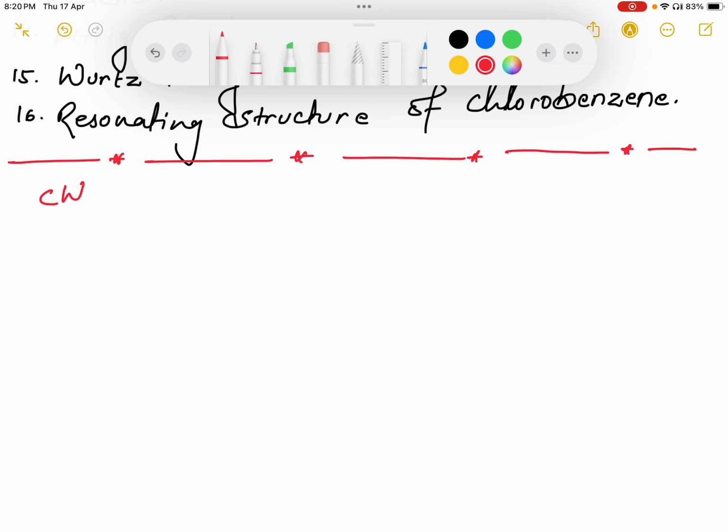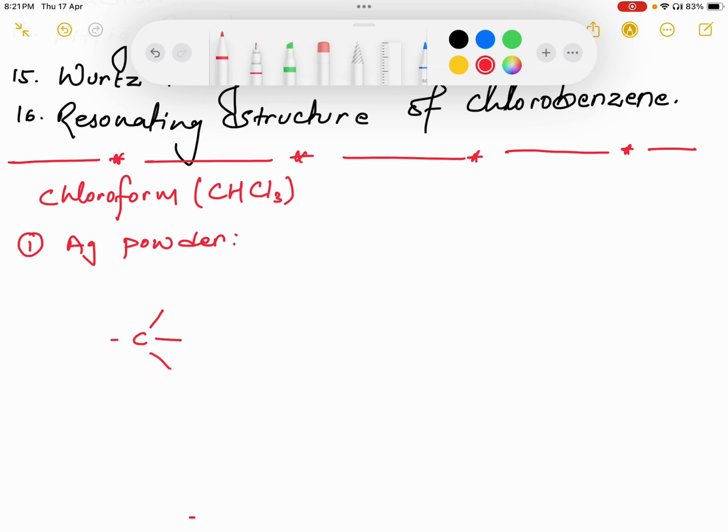So chloroform is CHCl3. So how is it being treated? The very first one, I need to treat it with silver powder. So what will exactly happen? If we have a molecule of chloroform, that is CHCl3, and if there are two Ag groups, and again there is carbon with one hydrogen and the remaining three chlorine groups.